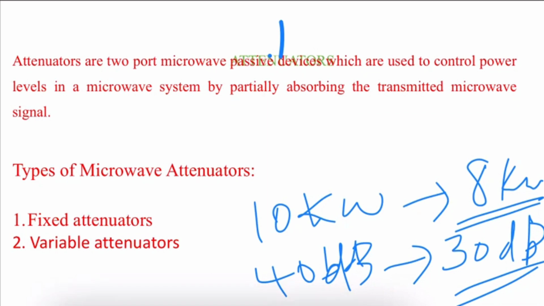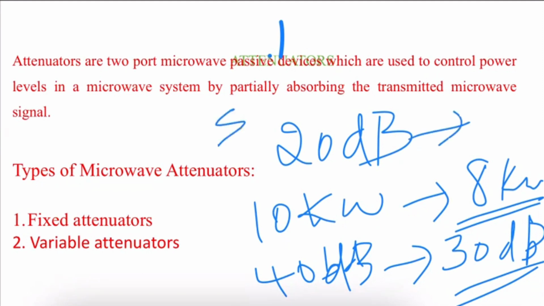Suppose, for example, you are given an input power of 20 dB. If you transmit the signal of 20 dB through an attenuator which is designed for 5 dB, then the output power I obtain is only 15 dB. So this is what a fixed attenuator is: an attenuator where the level of attenuation is fixed.